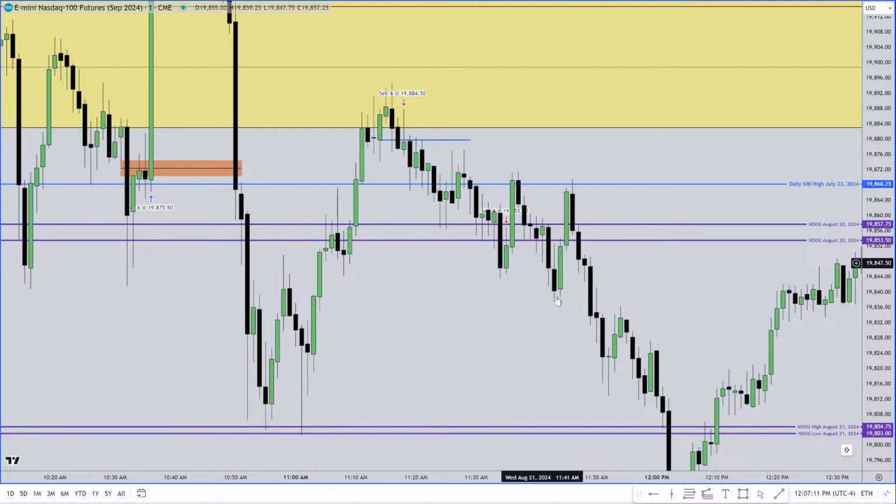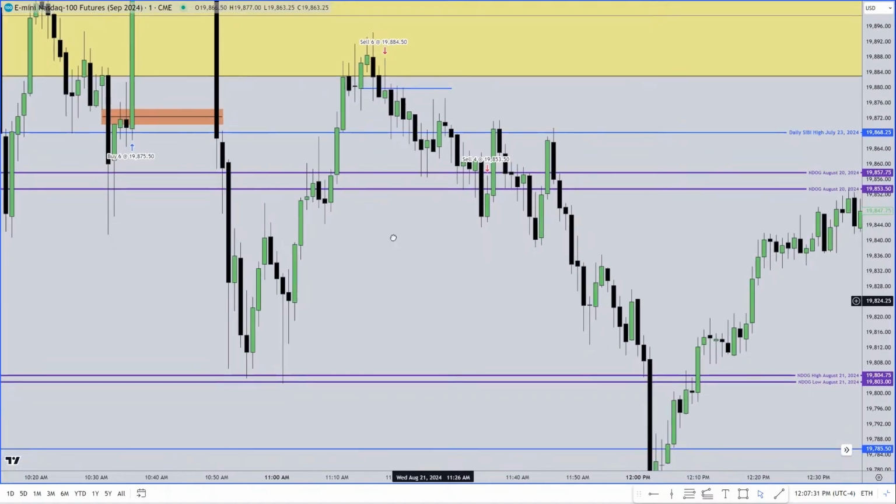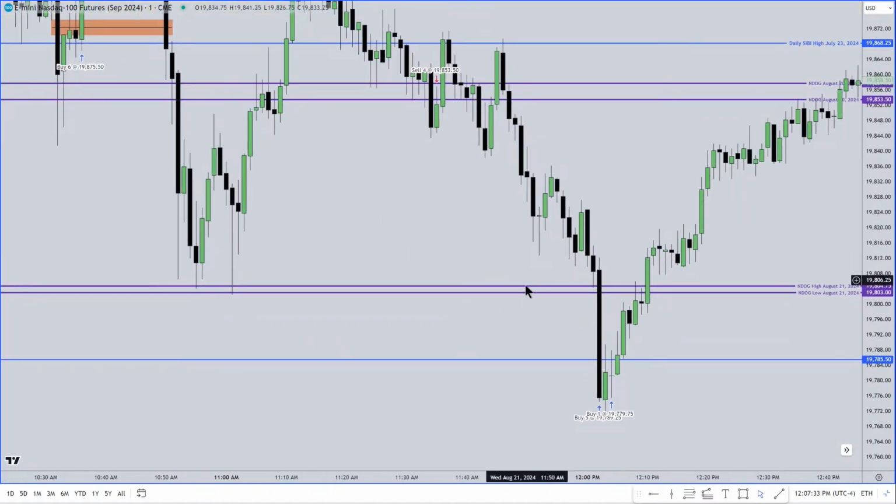The market breaks lower, comes up one more time. What is it hitting here? That's the daily SIBI high. Hits it here, here. What's this? Rejection block. There. Sells off. What's below here? Sell side. What are these levels here? New day opening gap.